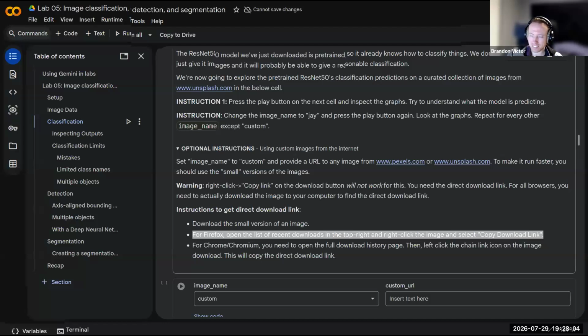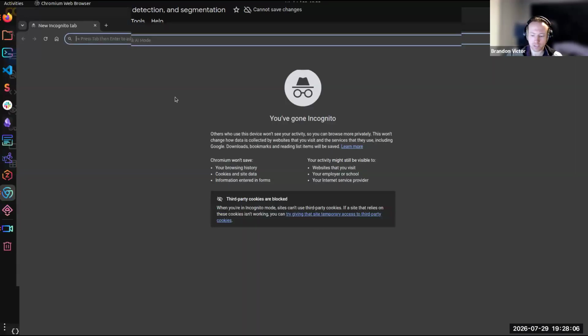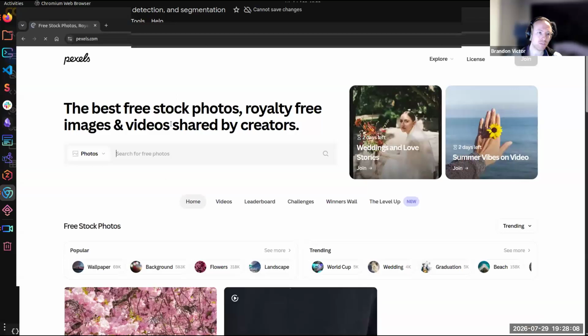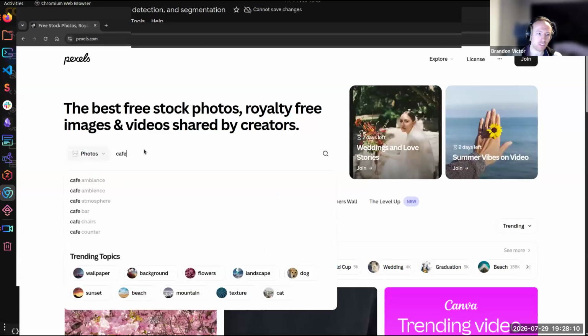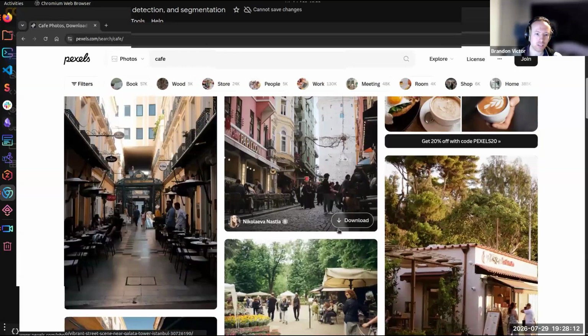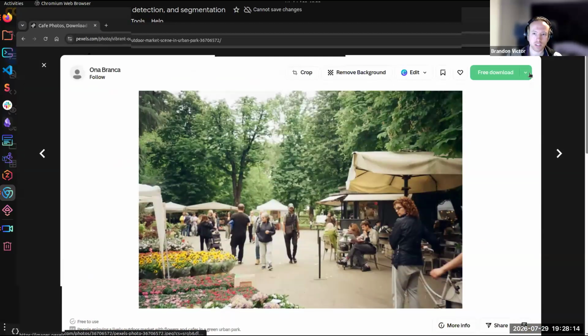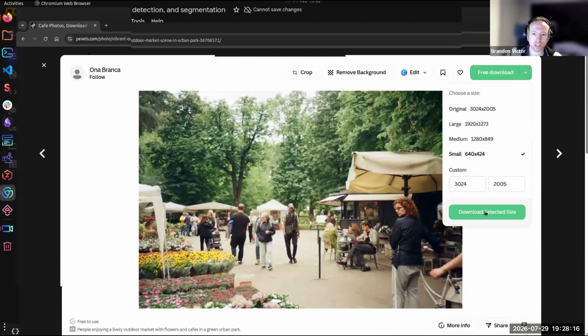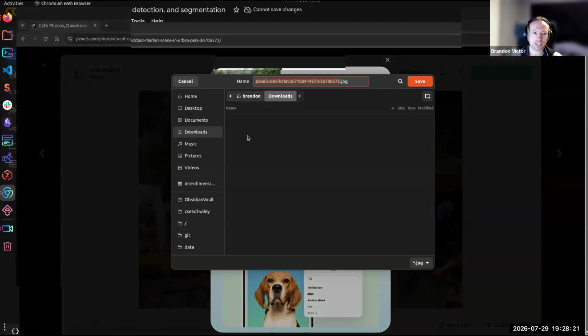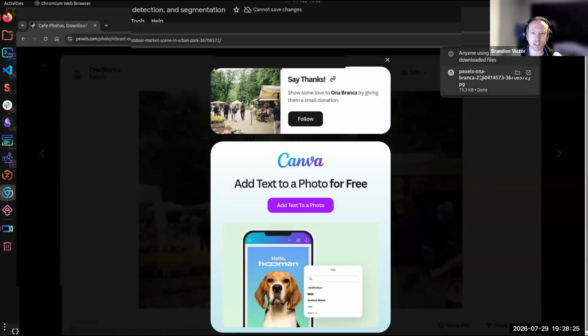Pexels, cafe, and it was this one. We click this down and we go small. We go download selected size. That downloads it, and it's going to go down to my downloads folder, and click save, and it's done.